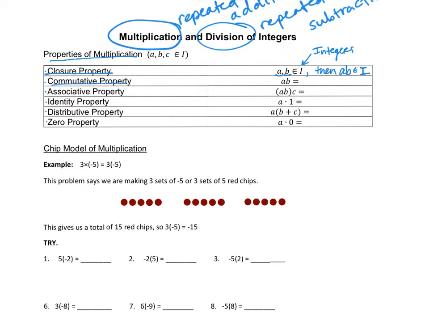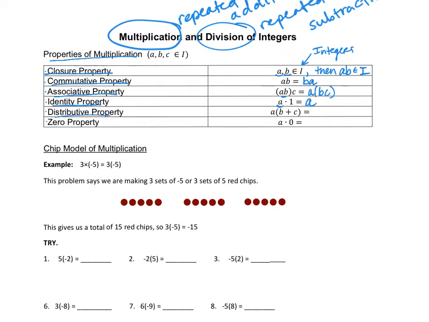The commutative property, we have that for addition. We also have it for multiplication. So remember, you can commute, change the order. The associative property moves around the parentheses. So instead of doing AB first, you could do BC, multiply those, and then multiply by A. The identity property says that if you have A and multiply it by 1, you would still have A.